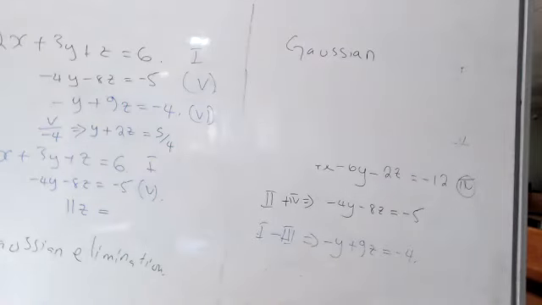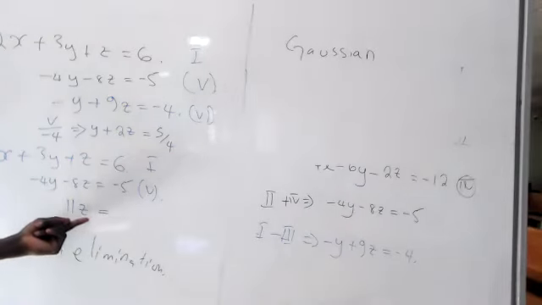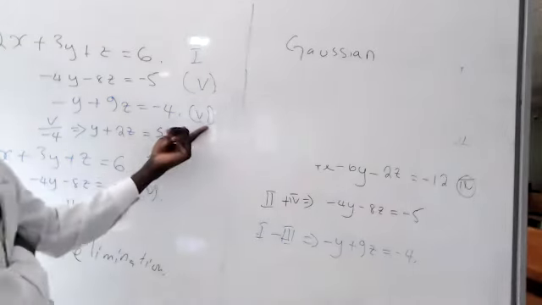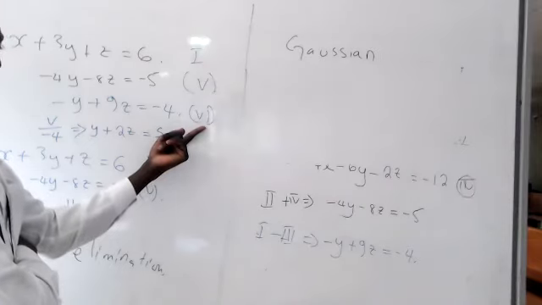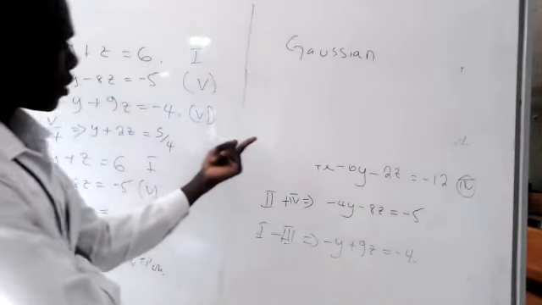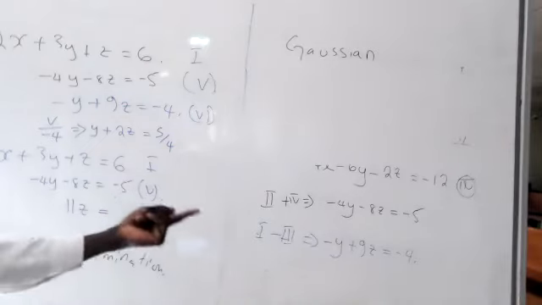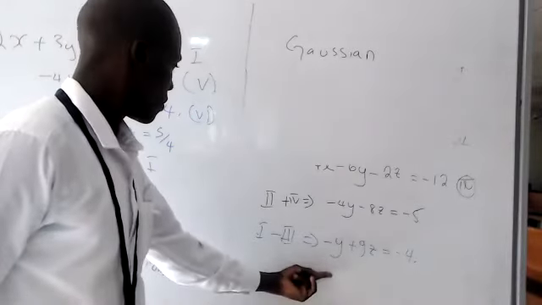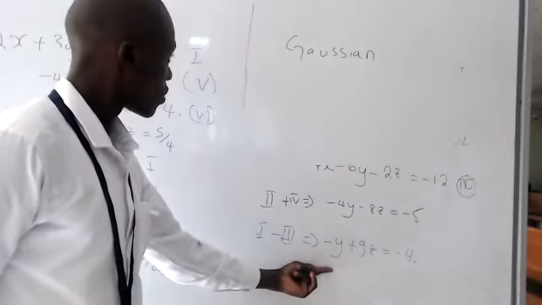Excuse me, sir. Yes. How did you get VI? Did you minus or add? How did I get the last one? No, the VI, Roman VI. This one? Yeah. That equation, how did you get it? This is from here. I got it by subtraction.